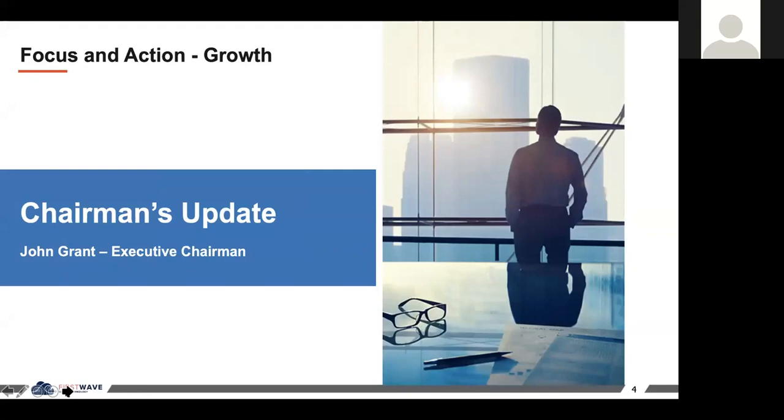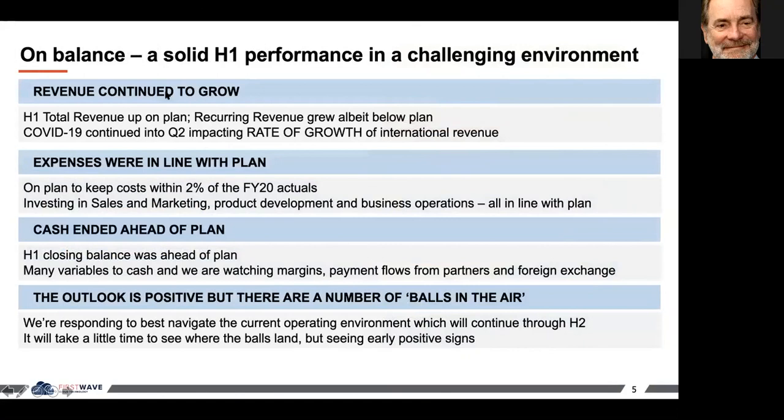Thanks, Neil, and welcome to everyone on the call. Let's move on to slide five. Neil will elaborate on all of what I'm now about to say, but in summary, in the first half, total revenue was up on plan and recurring revenue was on plan, with domestic above and international below plan. The continuing impact of COVID-19 on our partners, particularly in EMEA and India, continued into Q2, not unexpectedly lowering the rate of growth in international revenues.